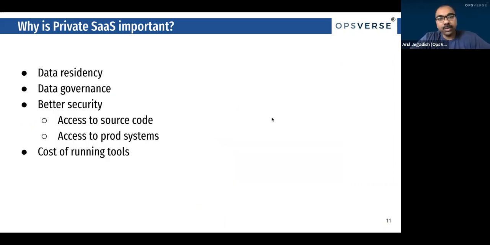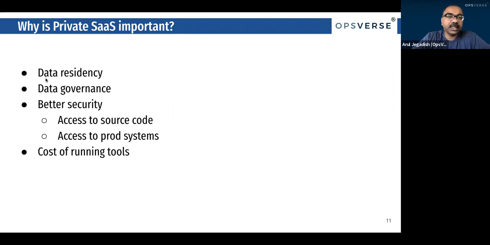All right, so far we talked about the advantages of private SaaS, but why do we really need private SaaS? Why do we need a new model of deployment right now? There are a few reasons.